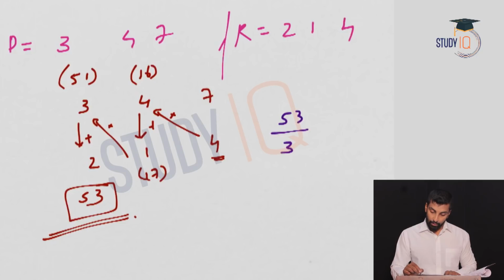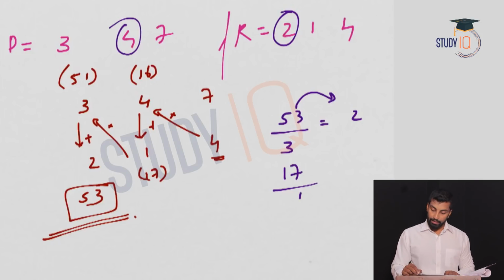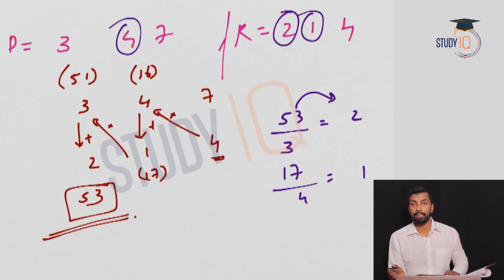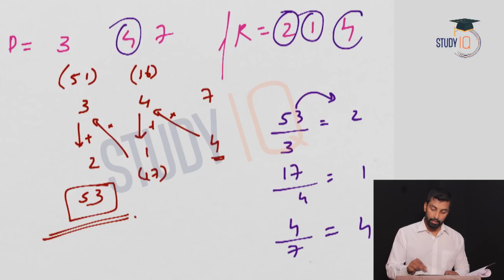Still, if you didn't understand this concept, what is this actually? 53 divided by 3, what is the remainder? 2. That's this 2. What is the quotient here? 17, right? 17 into 3, 51. So 17 you divide by 4. What is the remainder? 1. And that's this remainder. But what is the quotient in that case? 4. So that 4 you divide by 7. What is the remainder? 4. And that's this 4.